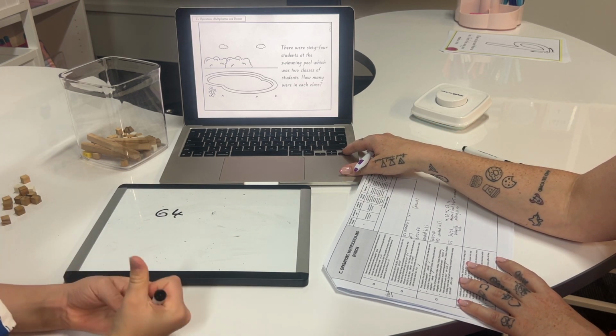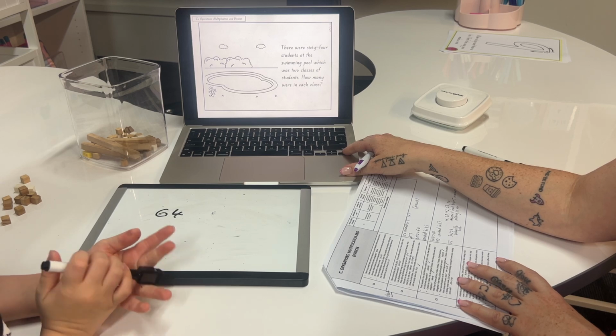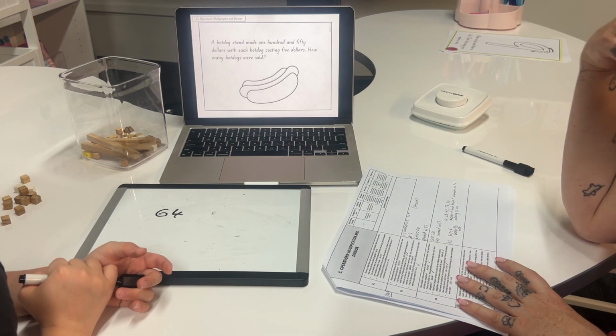Add that onto the 30. Yeah, so you did it in half. Awesome.